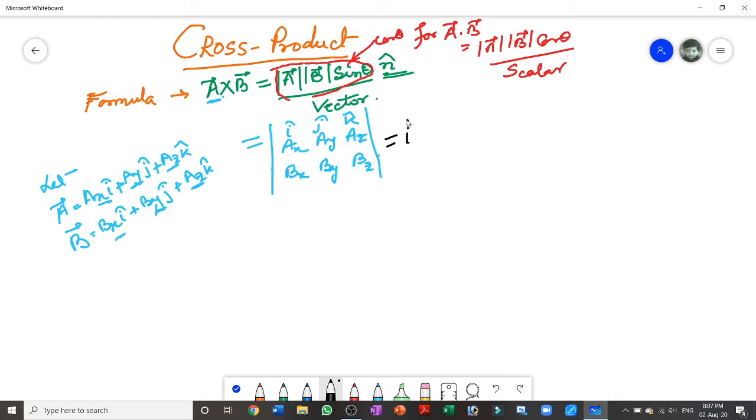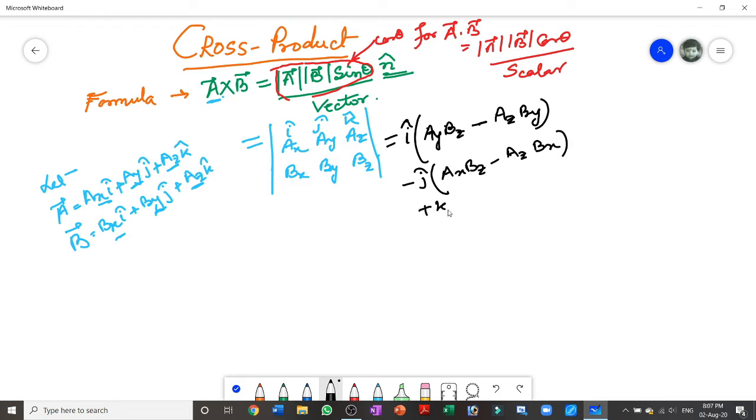Now how to solve them? Just first write I cap into ay bz minus az by, minus j cap into ax bz minus az bx, plus k cap into ax by minus ay bx. So this is the formula.